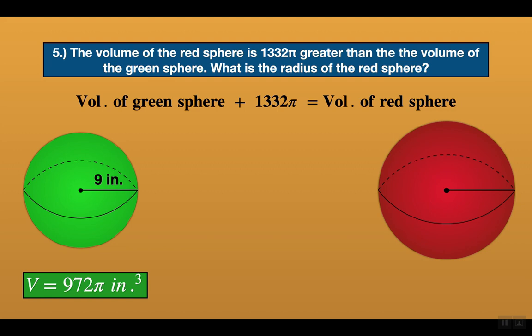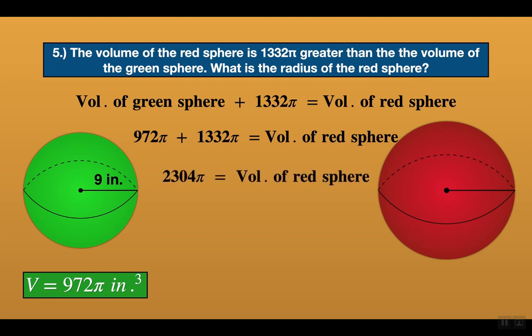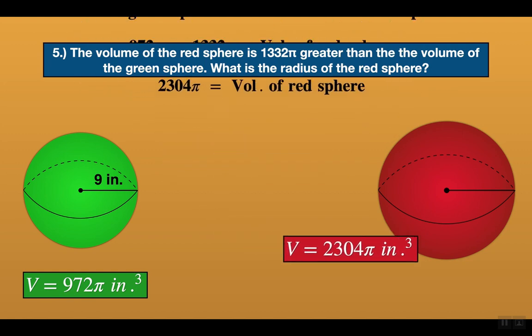So let's use that information to get the volume of the red sphere. So we're adding the volume of the green sphere, which is 972 pi plus 1332 pi. And that's going to give us the volume of the red sphere. Now when we add those two numbers, what we're doing is we're adding like terms. We're just going to add the coefficients, which are the numbers in the front. We're going to add 972 plus 1332, and we're just going to leave the pi symbol in the back. So when we add that, we're going to get 2,304 pi. That's the volume of the red sphere. All right, so now we have the volume of the green sphere and we have the volume of the red sphere.